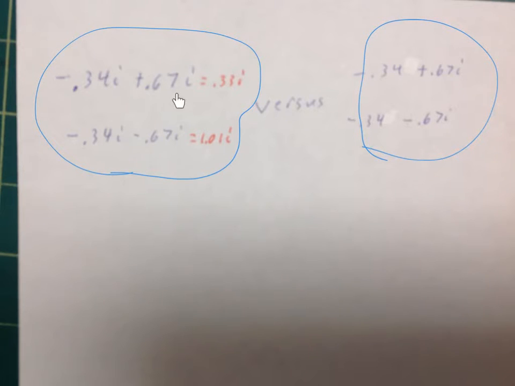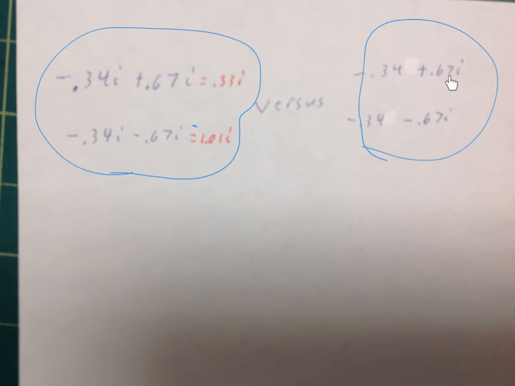Well, if these two both have an i, you could actually combine these, and so this sum would be 0.33i. And again, if both of these have an i, then you would want to combine these, and there'd be a minus. Should be a minus there, 1.01i.